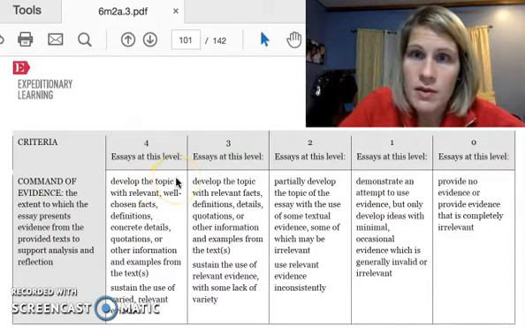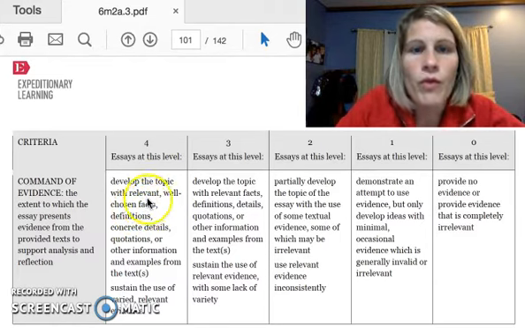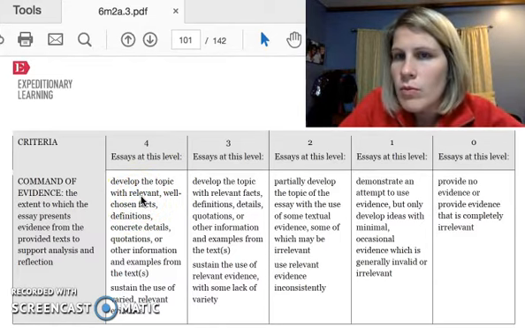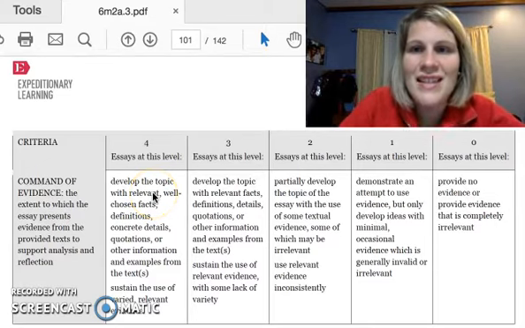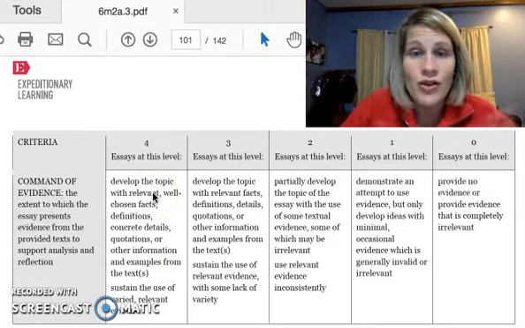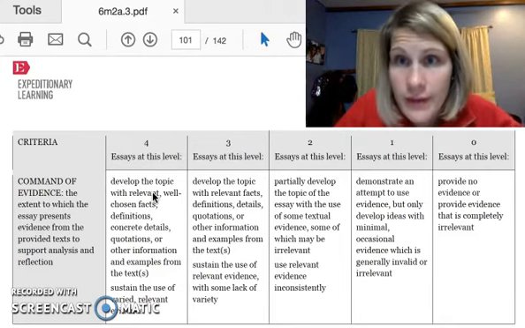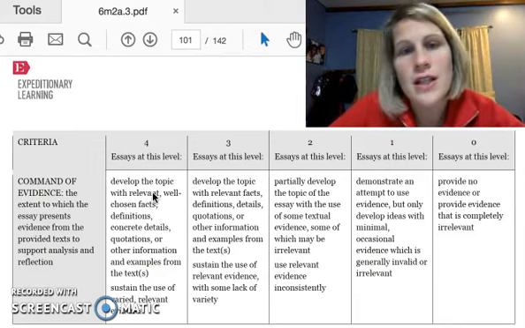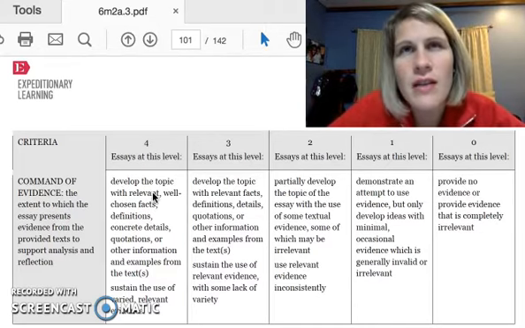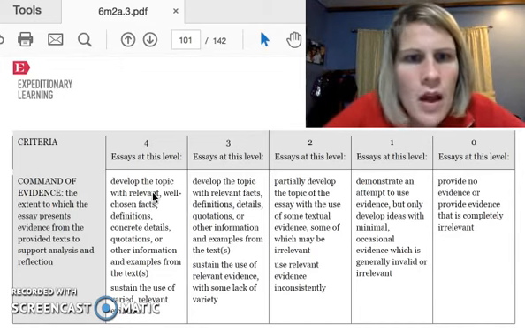Here's how you get all 4 points. Develop the topic. So develop means to add meat to it, to explain it. With relevant, what does relevant mean again? Okay, relevant means that it is related to what you're talking about. Okay, does it pertain to it? Is it important? Does it connect? Okay, well-chosen facts, definitions, concrete details. Concrete details means just an exact detail, just a fact right there.